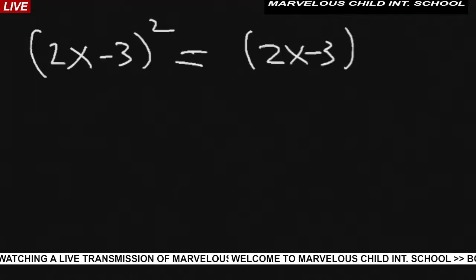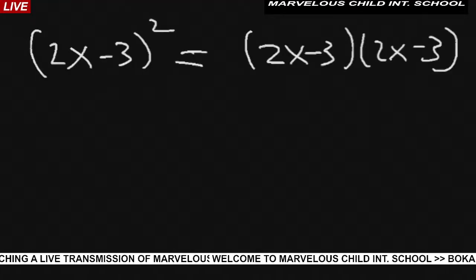What's (2x - 3) squared? How would you simplify this expression? So (2x - 3) squared is the same as (2x - 3) times (2x - 3). So you have to FOIL again.